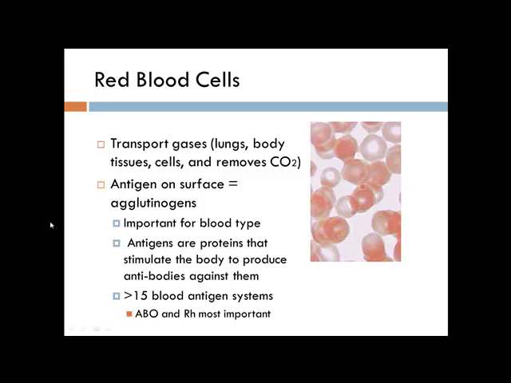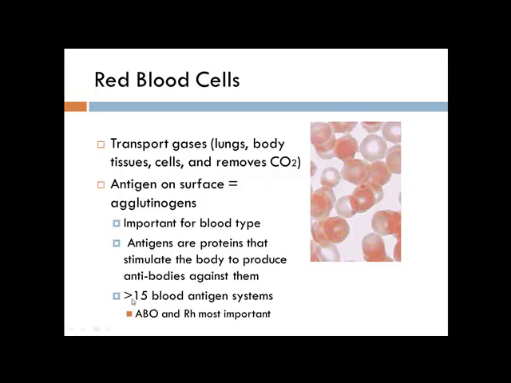So once again, our red blood cells are going to be there to transport oxygen to tissues and take carbon dioxide away from tissues. On the surface of them, they have agglutinogens, which are called antigens. They're important for blood types. They act as markers to identify to your body, hi, I belong to you, I am this type of cell, I am a blood cell.